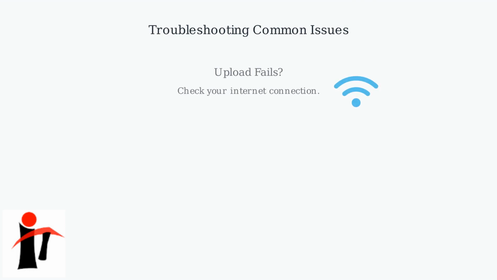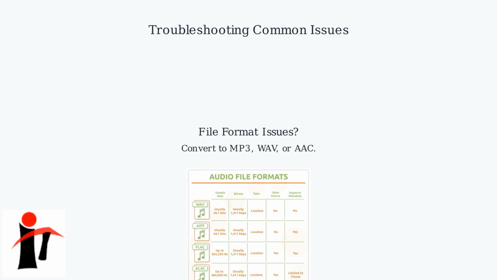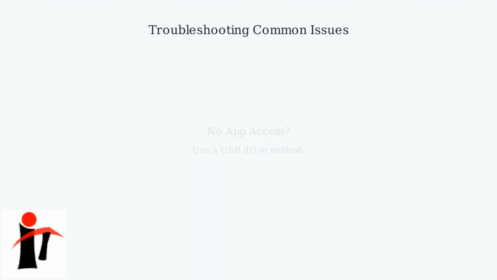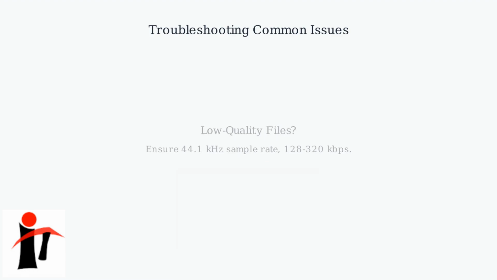Facing issues with custom Tesla lock sounds? If your upload fails, check your internet connection first. For file format problems, try converting your sound to MP3, WAV, or AAC formats. If you can't access the app, use the USB drive method as an alternative. Low-quality files can cause lag, so ensure your sound meets the quality requirements like 44.1 kHz sample rate and appropriate bitrate.